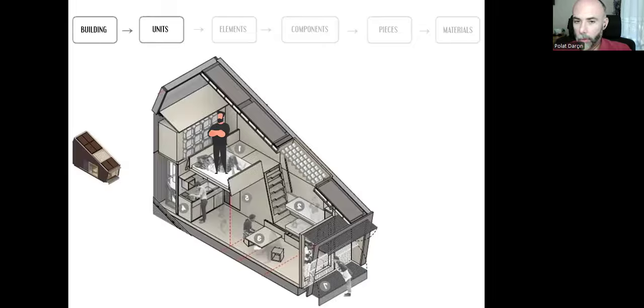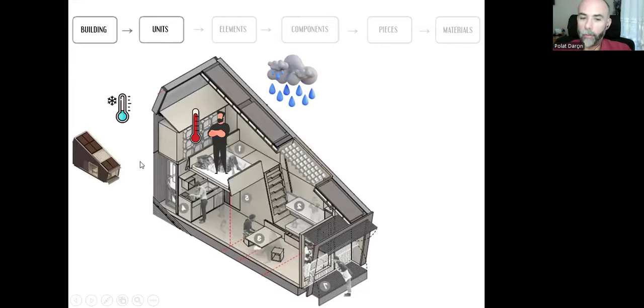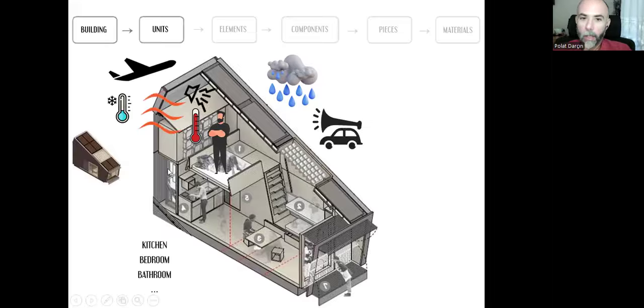And we need to create a safe and sound environment for the user. We need to protect them from the negative conditions of the outer environment. If it's cold, we need to provide a certain level of warm temperature for these units. We need to protect them from rainwater and noise, probably, things like that.